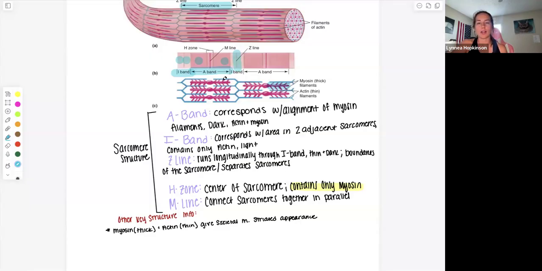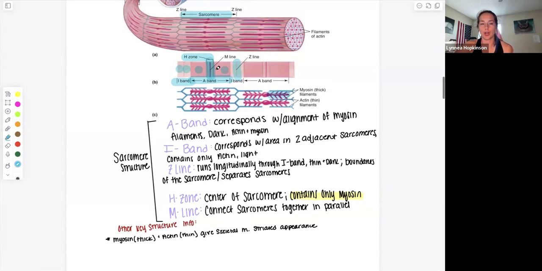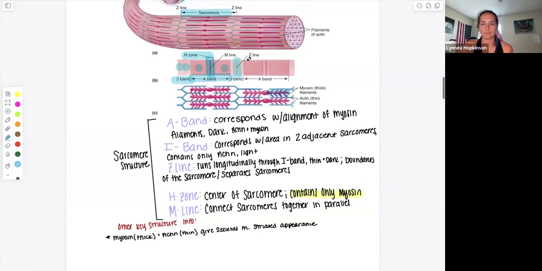Then looking at our next section, which is our H zone here, it's the center of the sarcomere, and it contains only myosin. Then we have our M line as well, which connects sarcomeres. It's this dark, thicker line here, and it's going to connect the sarcomeres together in parallel. So those are the structural components of a sarcomere that you will need to know for the CSCS exam.